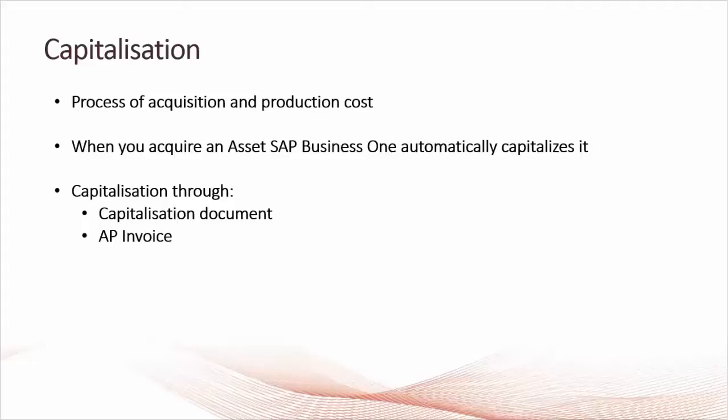When you acquire an asset, SAP Business One automatically capitalizes it. This can either be done via the capitalization document or the AP invoice. An AP invoice automatically generates a capitalization document when the invoice contains a fixed asset item type. Capitalizing an asset effectively brings it into SAP Business One. Let's have a look in Business One.